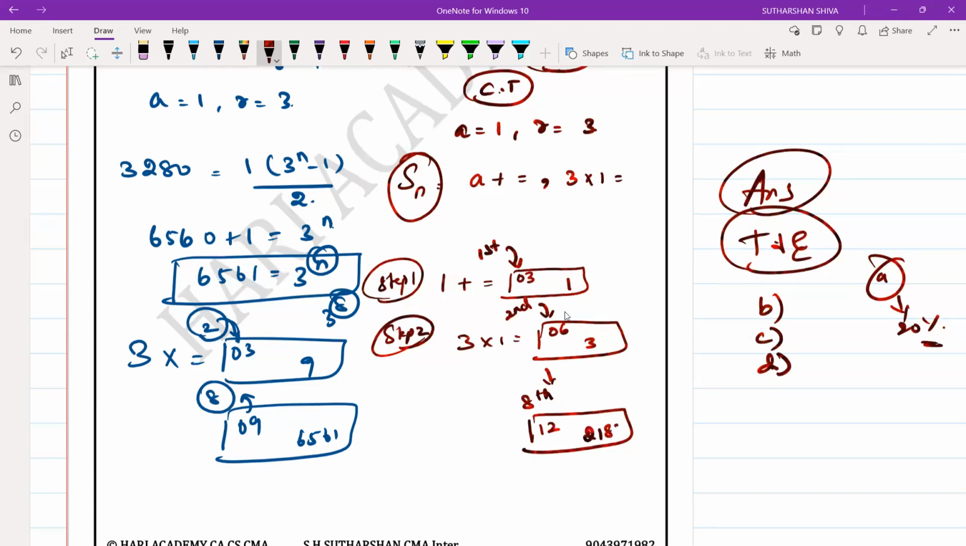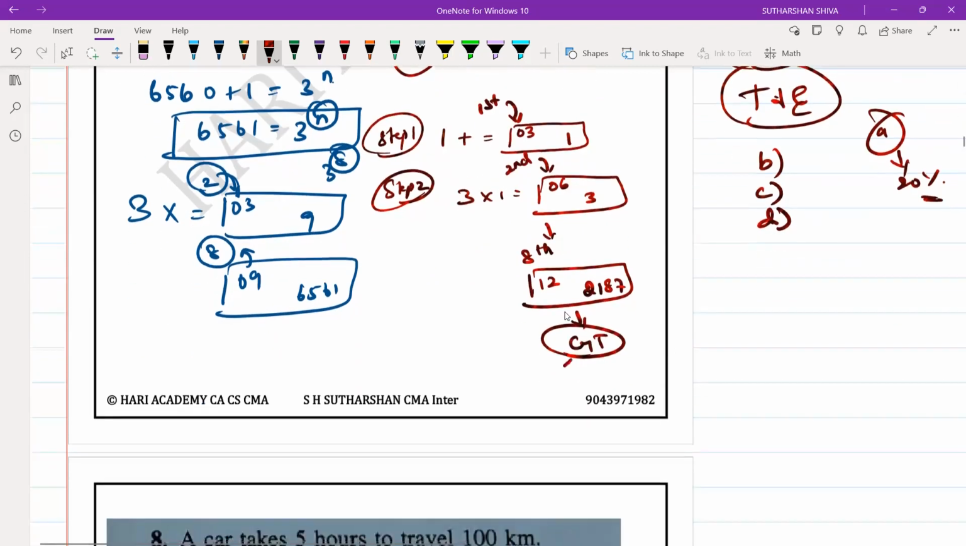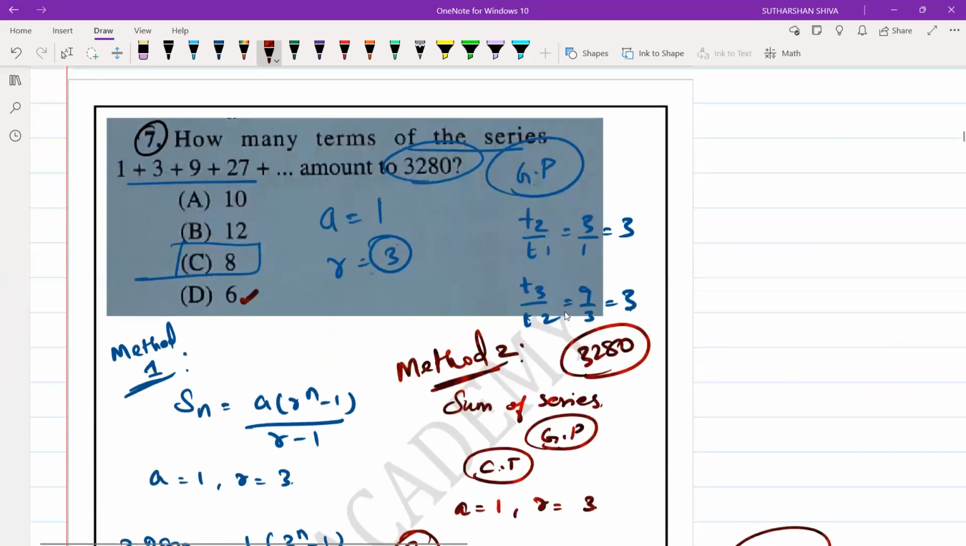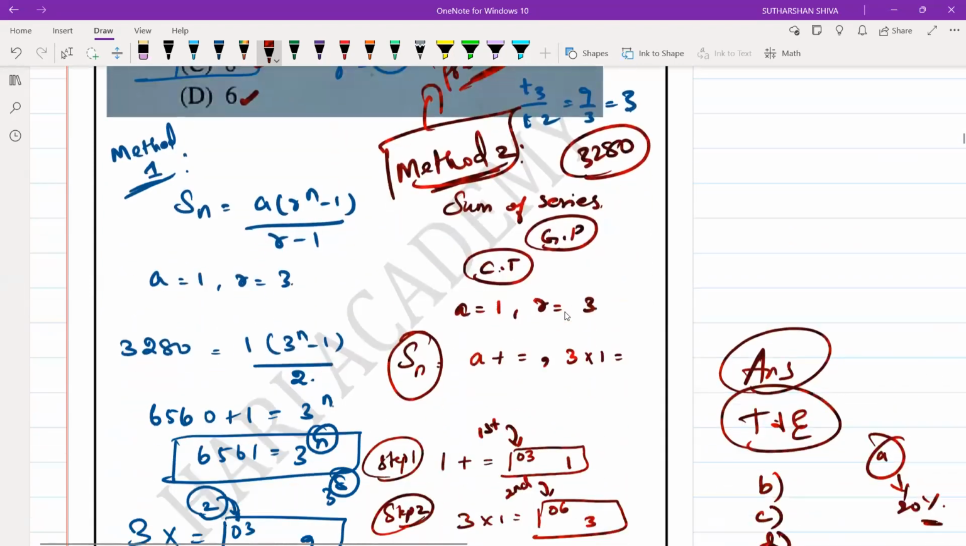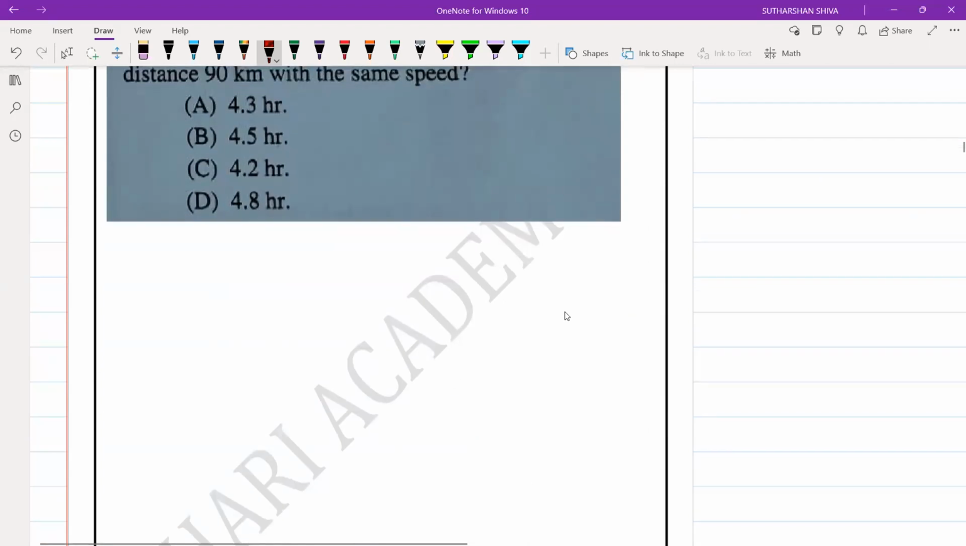It is 2187. Now I press GT. GT is nothing but grand total. My final value is 3280. So my final answer is correct. So my answer is going to be option A. This method too, if you practice, it will become more and more easy.